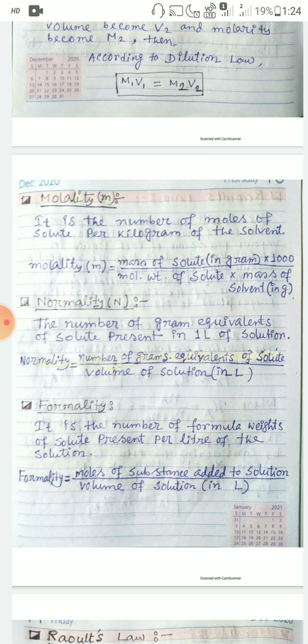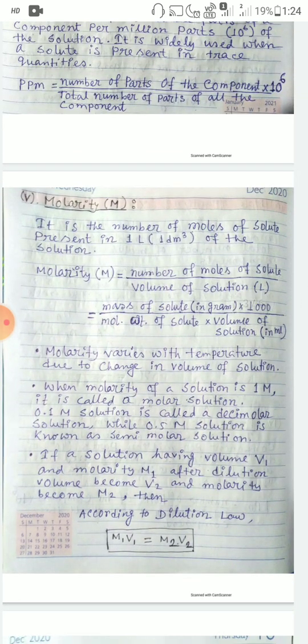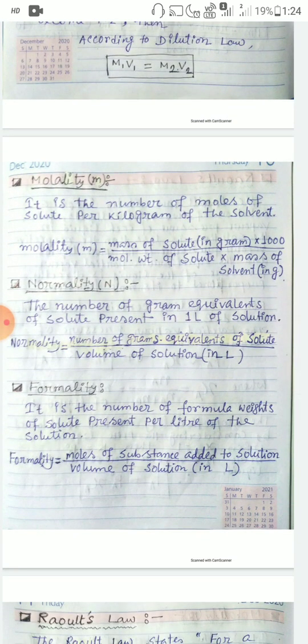So molality, small m, is equal to mass of solute in gram into 1000 divided by molecular weight of solute into mass of solvent in gram. Here also you can see one formula: in case of molarity, the molarity is equal to mass of solute in gram into 1000 divided by molecular weight of solute into volume of the solution in ml. Another form of molarity. By using this formula, you can calculate the concentration of a solution in molarity. Similar formula in case of molality.